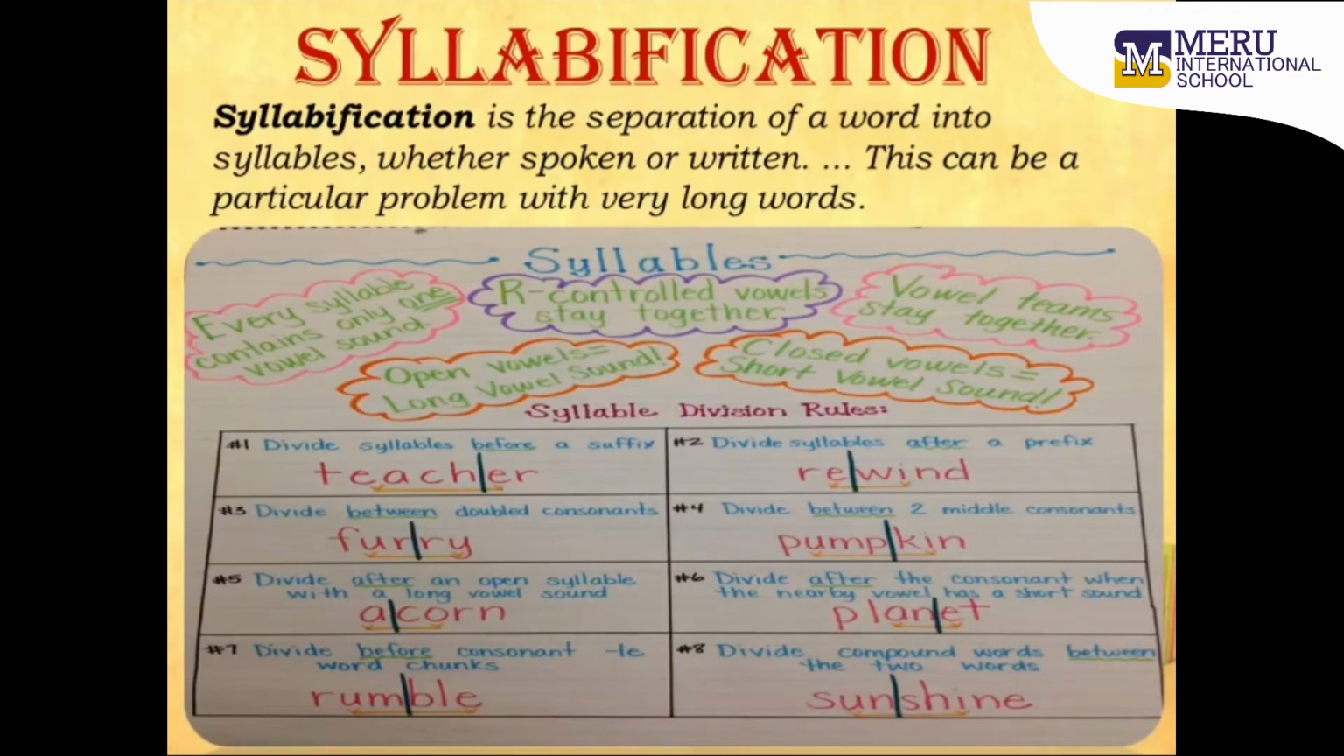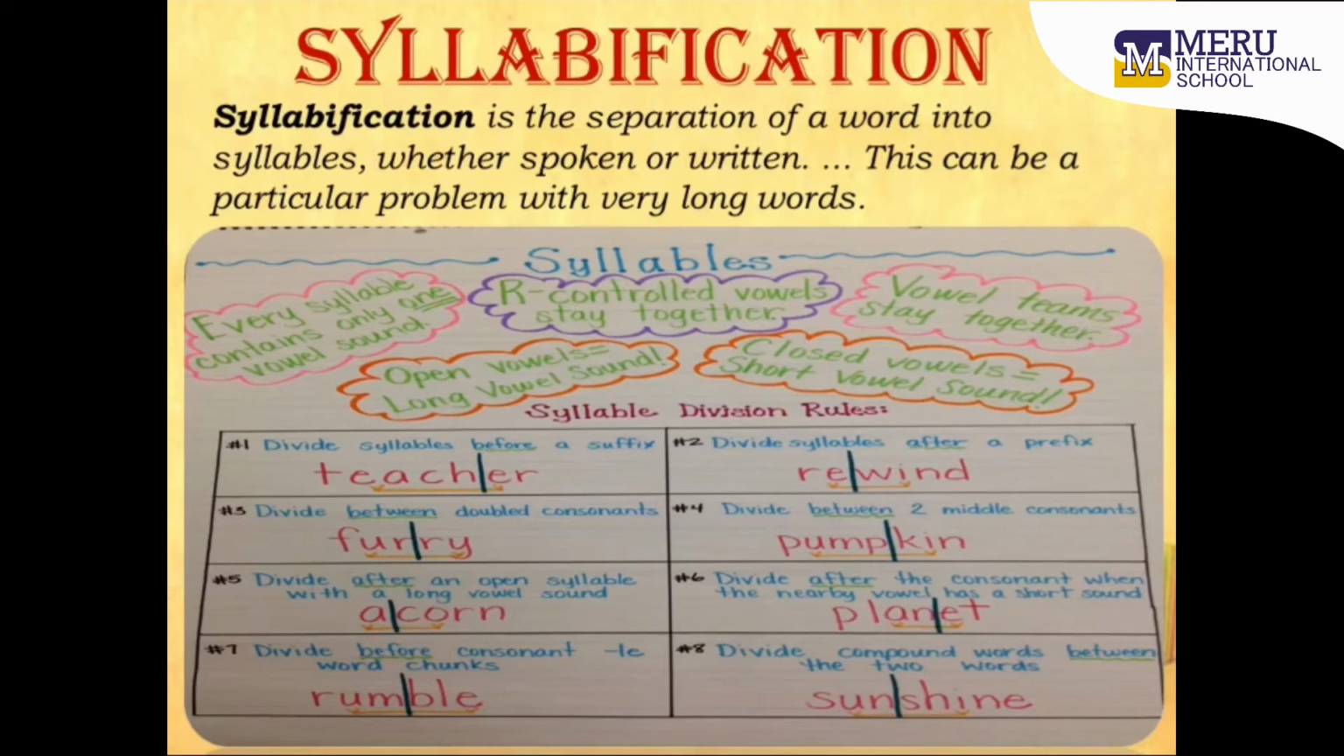As we can see, every syllable contains one vowel in it. Open vowels are equal to long vowels. R-controlled vowels always stay together. Vowel teams stay together. Closed vowels are equal to short vowel sounds. There are a few more rules to be followed when dividing the word.